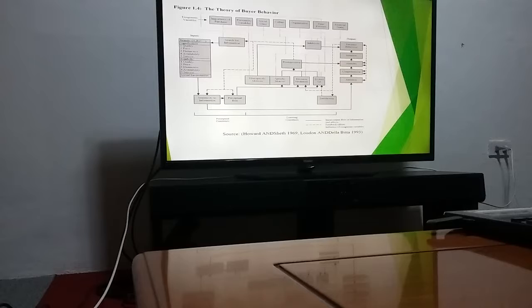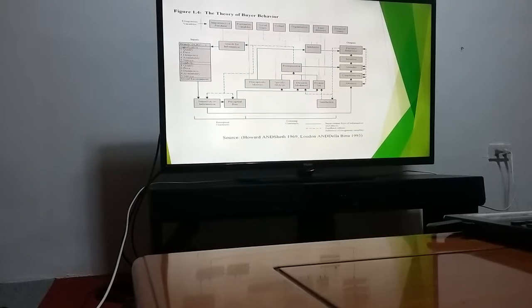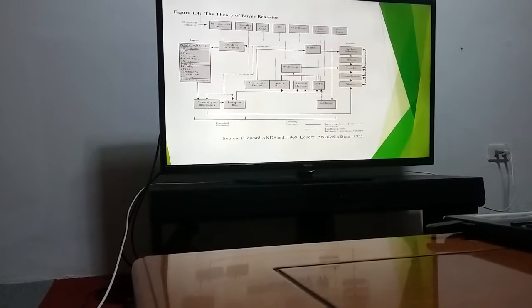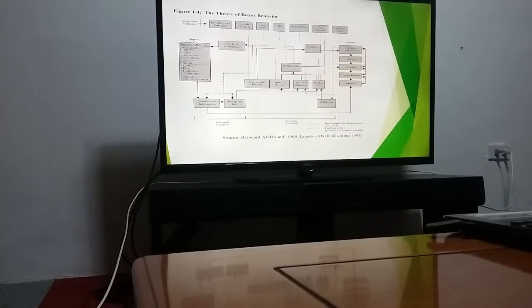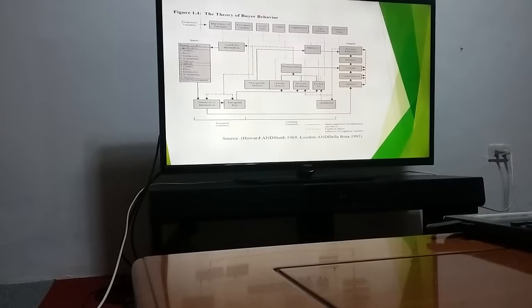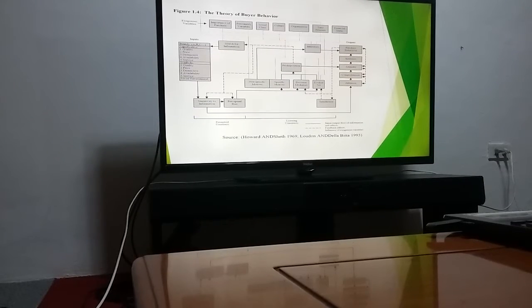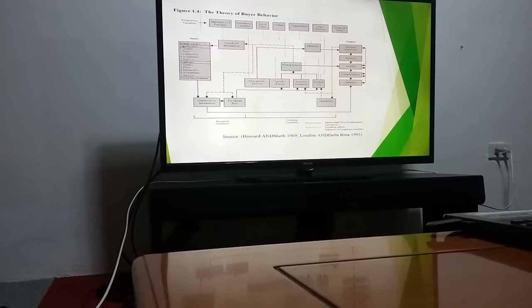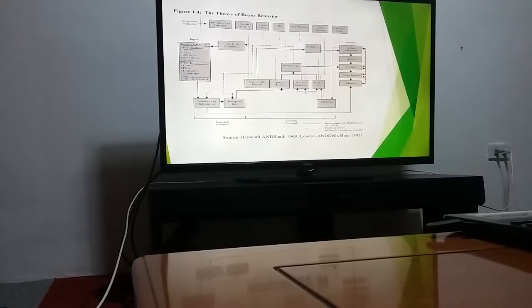Okay? So, in figure 1.4, that is the chart for the theory of buyer behavior. You may not be able to see it in my screen, but I have already sent a PowerPoint presentation of this. So, kung hindi nyo makita, you can open the PowerPoint that I've sent you while listening to my discussion. Okay?